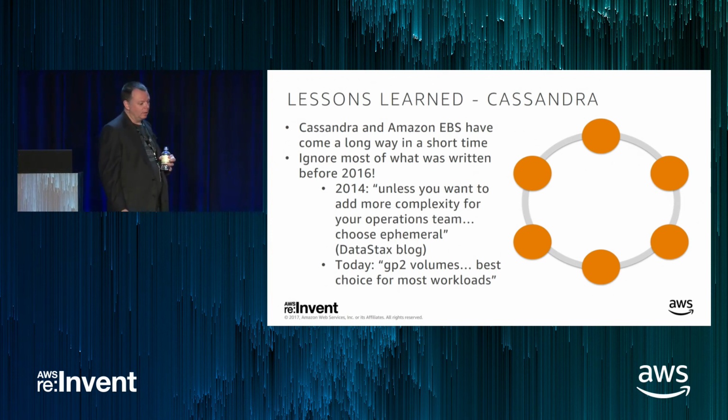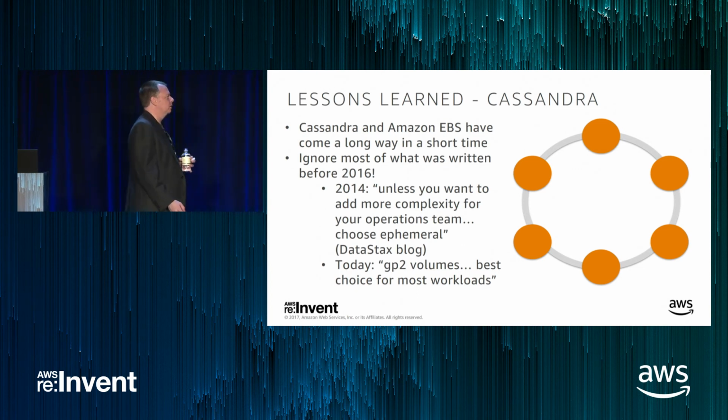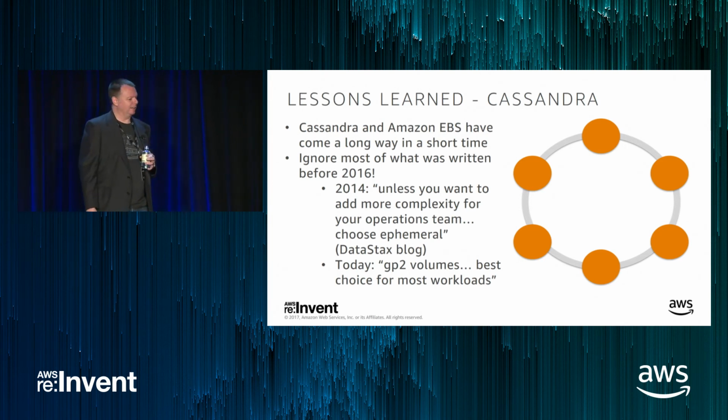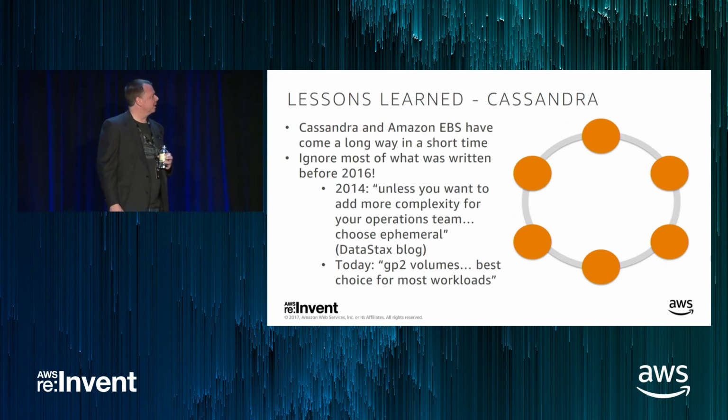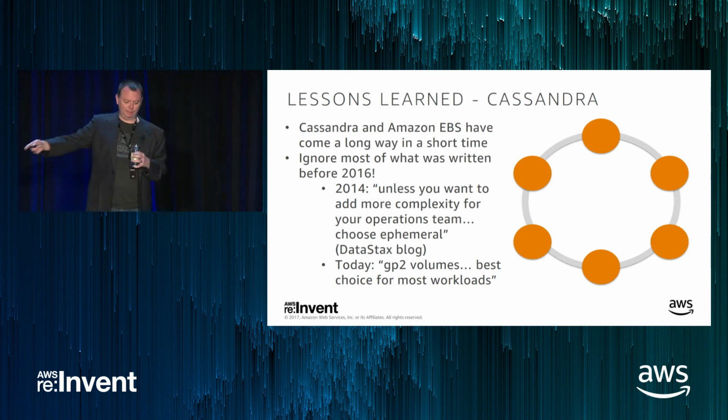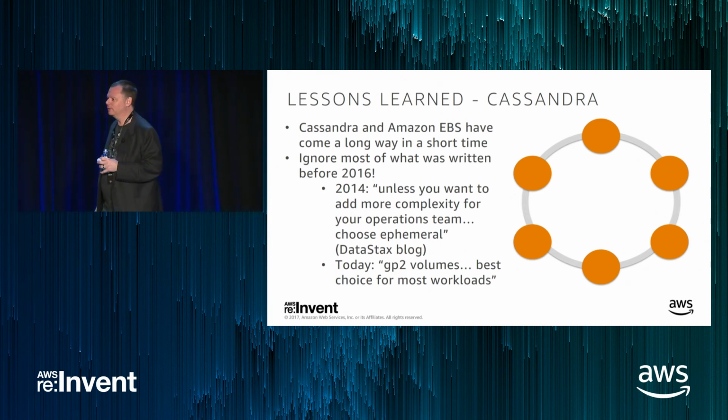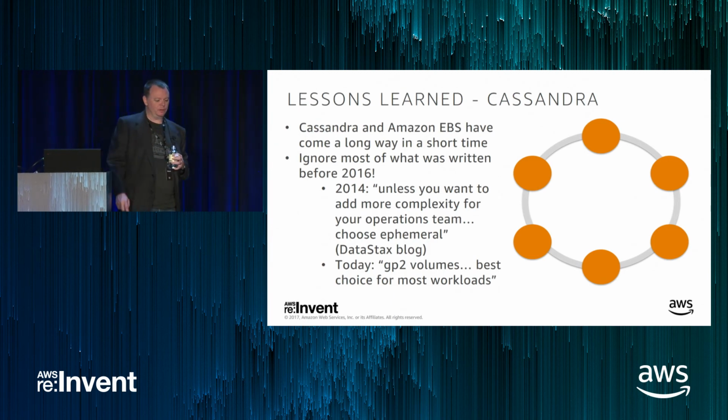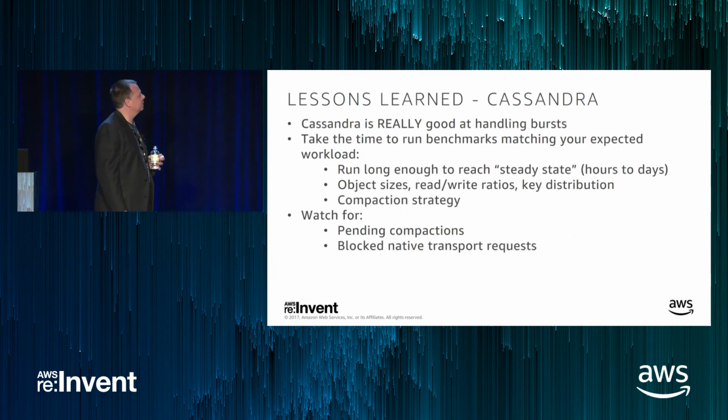For Cassandra, the main thing we learned is that Cassandra and EBS have both come a long way in a short time. When we started, we were running just pure Cassandra on magnetic EBS, and it fell over instantly. This was back in 2013, 2014. And in fact, DataStax's advice, still on their blog today from 2014, is: unless you want to add more complexity for your operations team, use ephemeral. Today, the same blog, in a more recent post, says GP2 is the best choice for most workloads. So make sure you check the date on blogs that you're reading, particularly about Cassandra or EBS.